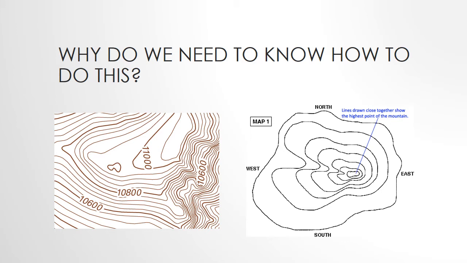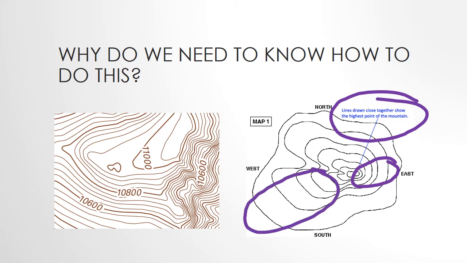All right, again, with our contour lines, this rule over here. Lines drawn close together show the highest point of the mountain. So the small bit at the top, in the middle, or the middle-ish, even if it's out to the side, that shows the highest point. Where the lines are closer together, it is steeper. Where the lines are further apart, it's an easier slope. So closer together is the steep part, further apart is the easy part.